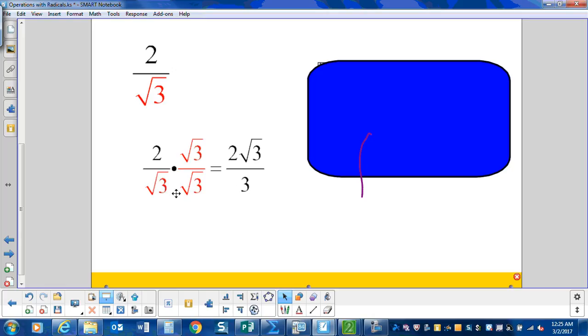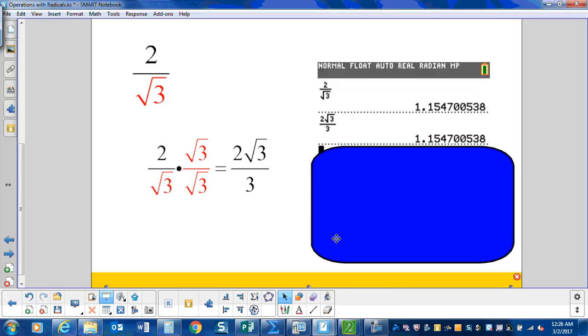And then I'm going to take that number, whatever it is, in this case the square root of 3, and just put it in the numerator. So in essence, I'm multiplying this by 1, and then I get 2 square roots of 3 over 3. Now that's considered simplified because there's no radical or square root in the denominator.